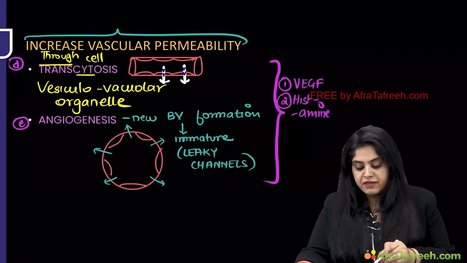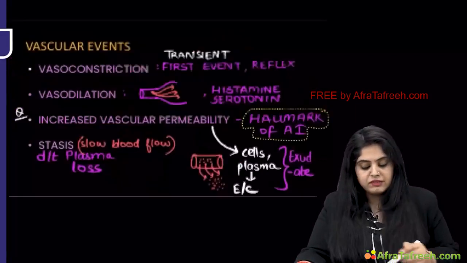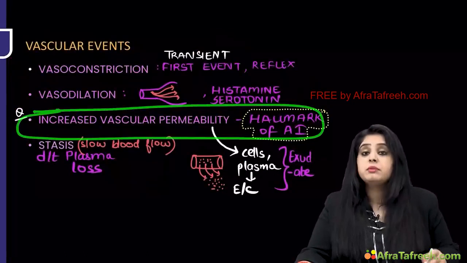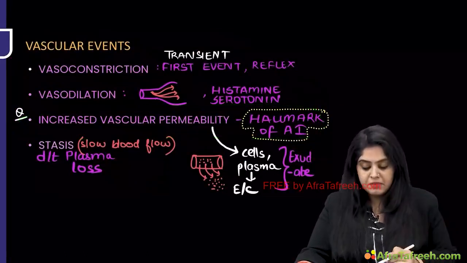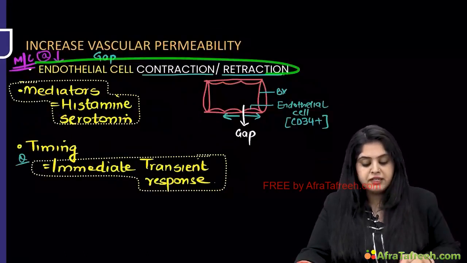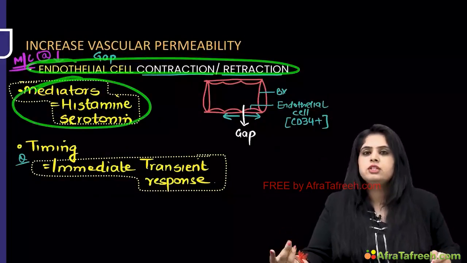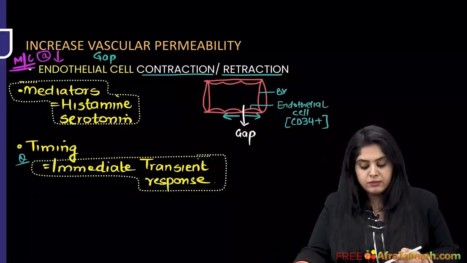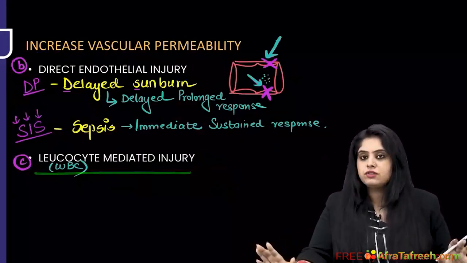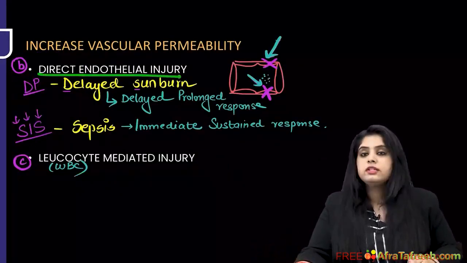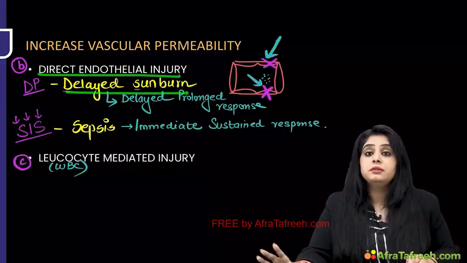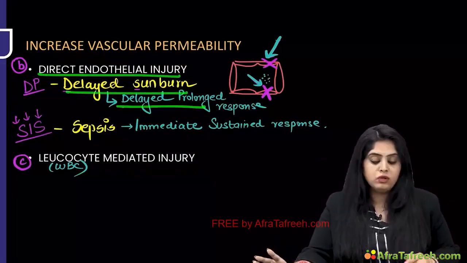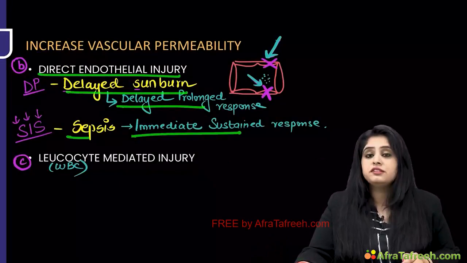A quick review, there are 5 mechanisms of increased vascular permeability. Increased vascular permeability, which was the hallmark. How does that happen? First and foremost, endothelial cell gap formation. Cousin brothers do it, jaldi they do it. That is immediate and transient response. Then that could occur because of leukocyte mediated injury. I just have to mug it up. Direct endothelial injury, which could be a sunburn Deepika Padukone, so delayed, prolonged, or it could be sepsis. Sepsis is cyst, so that is going to be immediate and sustained.